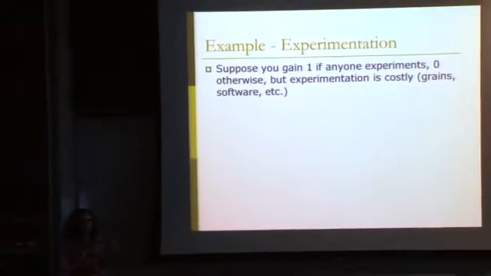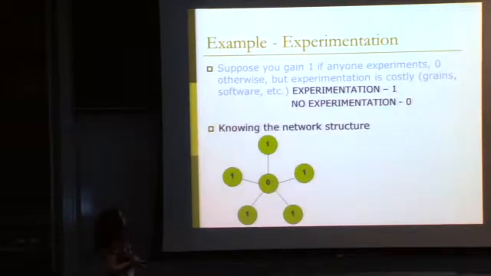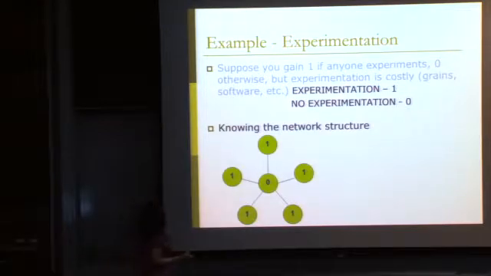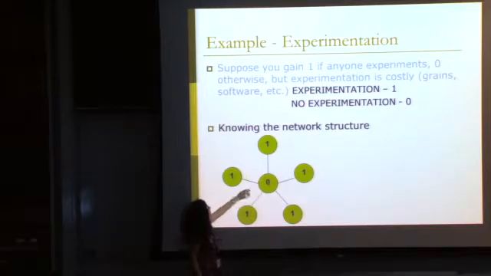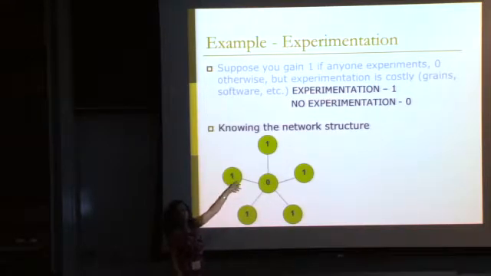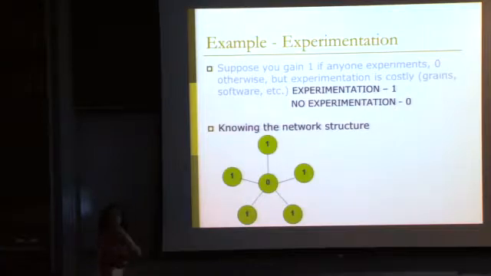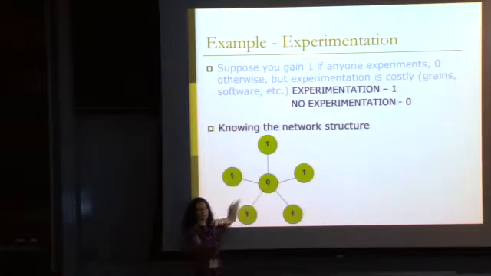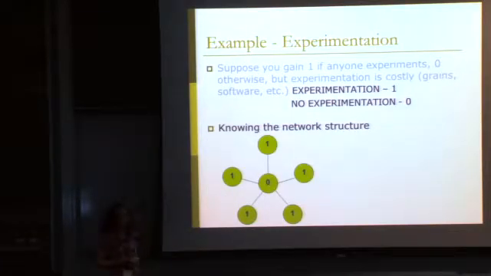So this is really a simple game, 2 actions. Let's think about experimentation as the action 1 and no experimentation as the action 0. And let's think of a situation where everyone knows the network, and the network is very simple. It's what we call the star network. So we have 1 node that's connected to a bunch of other nodes that are not really connected to one another. It's sort of like having a boss, and we're all somehow connected to the boss.